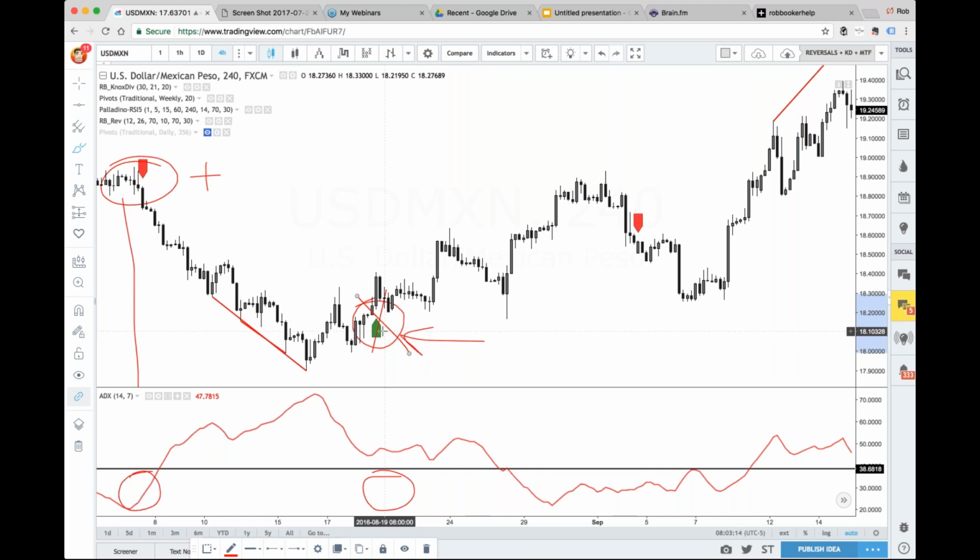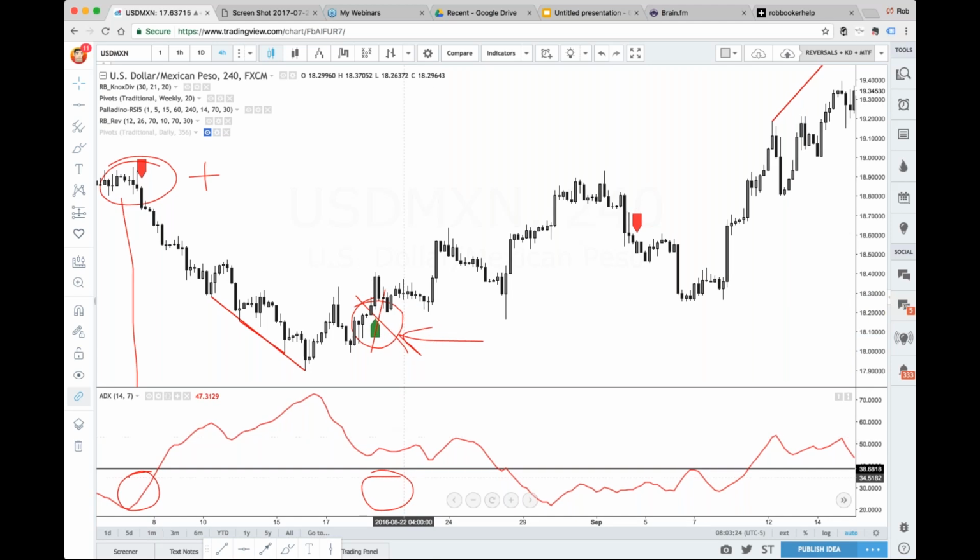This is a buy trade that would not be taken, because in this example the reversal arrow shows up and it's a buy reversal arrow, but the ADX is showing trend strength. It's a reading above 38, so it's not going to take that trade. Okay, enough of that already. Let's move over to the server and let's do some testing.